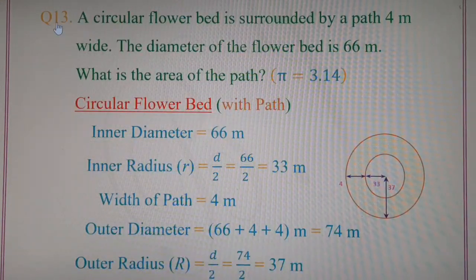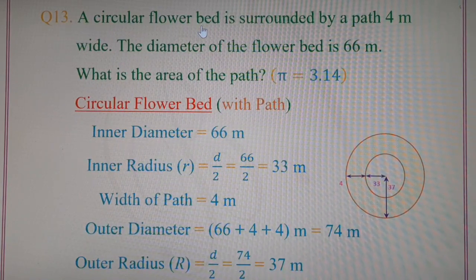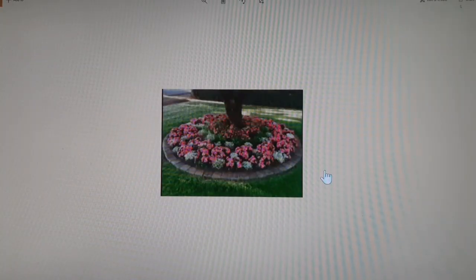Let's go to the 13th sum. A circular flower bed is surrounded by a path 4 meter wide. The diameter of the flower bed is 66 meter. What is the area of the path? Now children, you will be wondering what is the meaning of flower bed. A flower bed is a small piece of land where a group of flowers or plants are grown together.